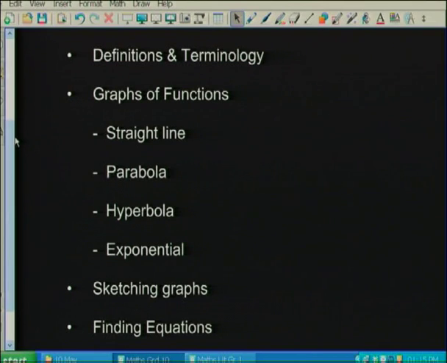So we'll be talking about the properties of these different functions, and thereafter we're going to have a look at how to sketch them. Very important that you are able to form a mental picture of what your graph must look like and put it down on paper with the correct points and everything shown.